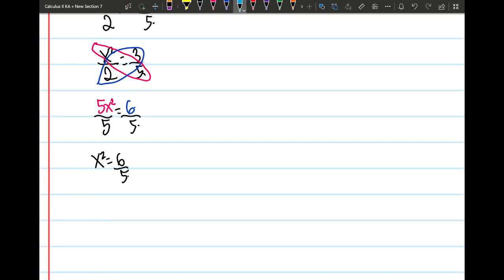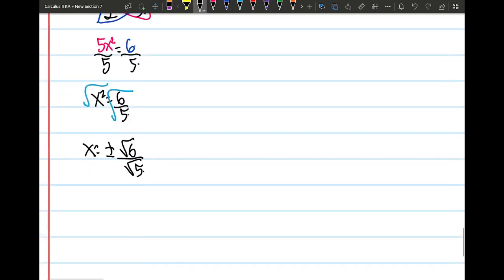And then finally take the square root of both sides. So we would have x equals plus or minus the square root of 6 over the square root of 5. And then you would multiply by the conjugate, or rationalize this basically. So the square root of 5 on top and bottom, and this would end up being the square root of 30 over 5. And also, like I said, plus or minus. So don't forget that plus or minus.